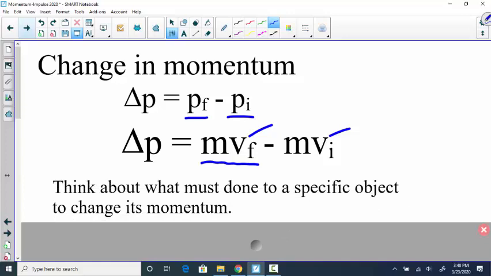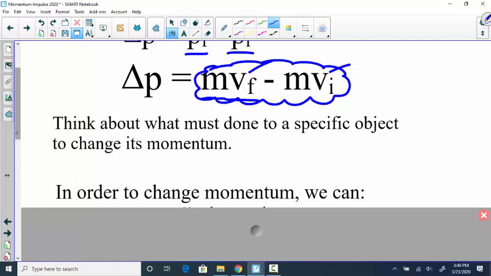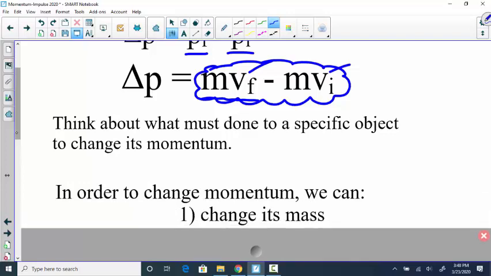So one of the things that we want to do is think about what specifically must be done to an object to change its momentum. And for that, what we really need to do is look at the equation for changing momentum. There's basically two things that we can do. In order to change momentum, we can, one, change the object's mass. Now, you have to think about that: for an object like a car traveling down the road, changing its mass isn't going to be the easiest thing to do, okay? Or any moving object, once it's moving, changing its mass is not going to be easy.